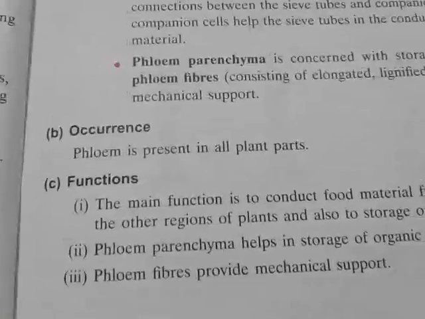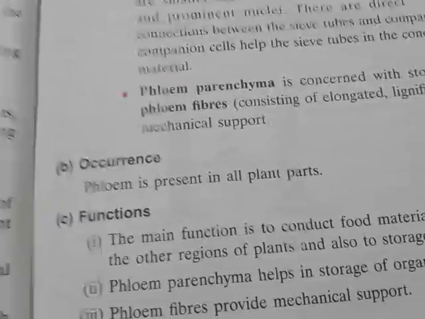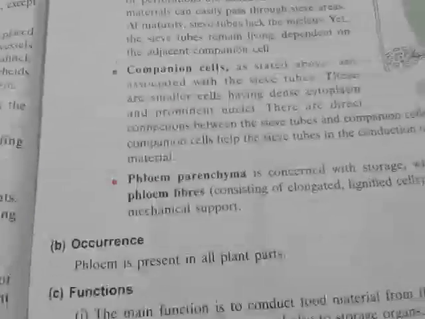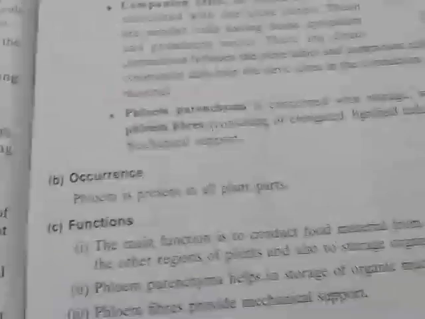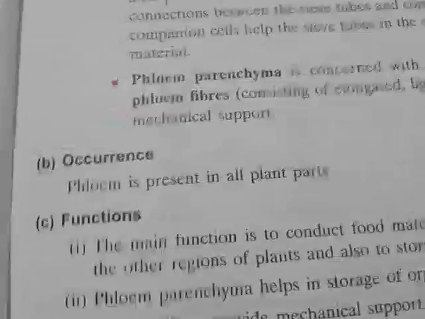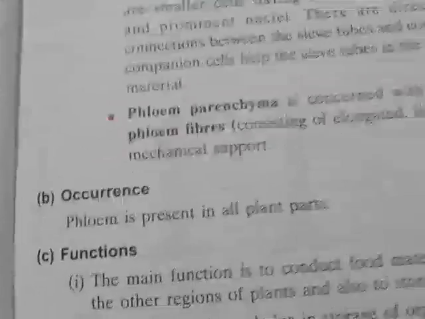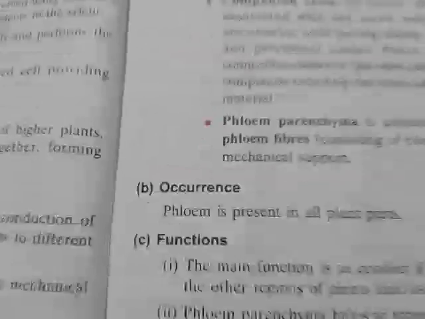So this is all about your xylem and phloem functions. The main xylem function is conduction of water and minerals, and phloem is where the processed food is transported. Phloem fibers give mechanical support, and xylem fibers also give mechanical support. Xylem parenchyma stores the food material, and phloem parenchyma also stores the food materials. So both are transporting tissues, and their purpose is similar. Okay, so this is all about your xylem and phloem.